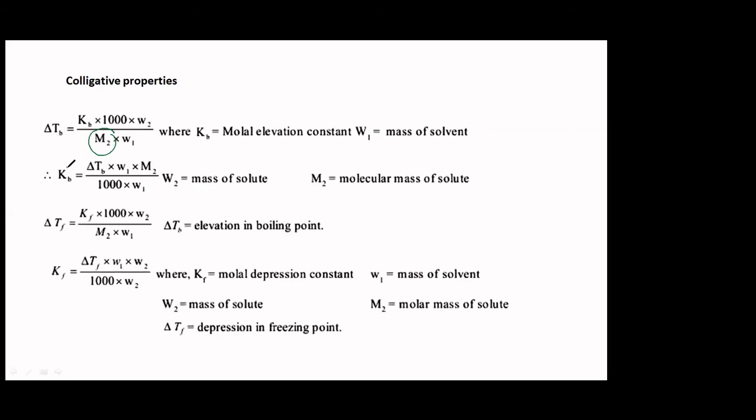Sometimes they will not give you the value of Kb. They will give you the value of delta H vaporization and the boiling point, and you will have to find out the value of Kb. So you can take this as delta H vaporization. In this case, this is elevation in boiling point. Yes, that is correct. If they give you that, you should be able to find it out. Okay. So this is about this.